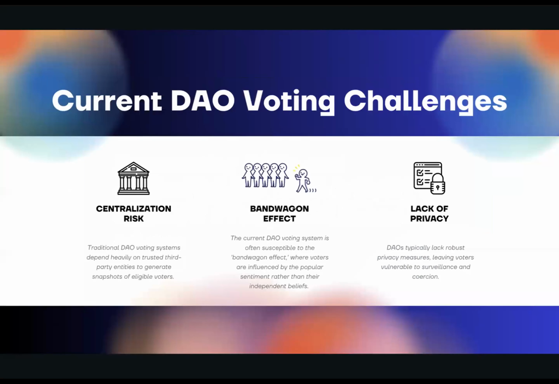And the current DAO voting challenges, I already talked about centralization risk, for example, Snapshot, and the bandwagon effect. So how the bandwagon effect works is, suppose I go to vote on a protocol, and I already see that there are a million stake votes for yes, and only 10 votes for no. I instinctively am biased towards voting for yes. So that's the bandwagon effect. And obviously there's lack of privacy, as in users' vote is not private, how much they've voted is not private. And all of these can lead to manipulation, coercion, etc., which are all massive problems, especially in a decentralized world.